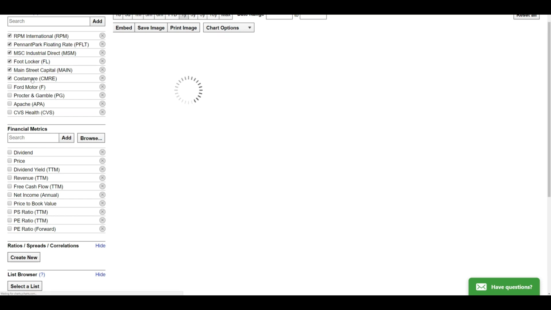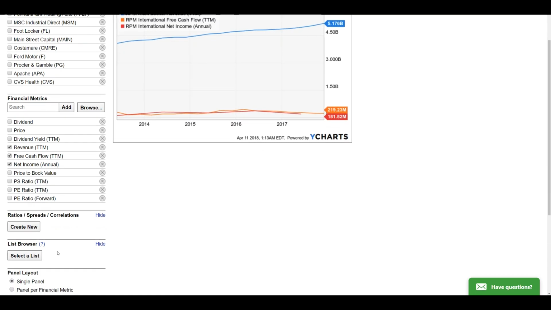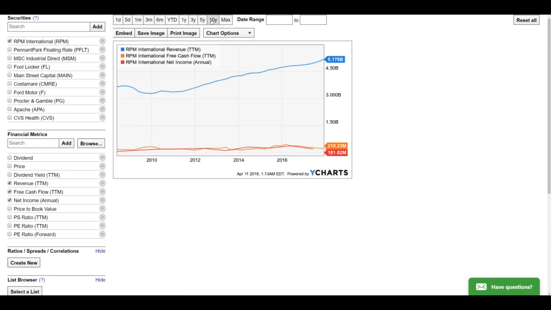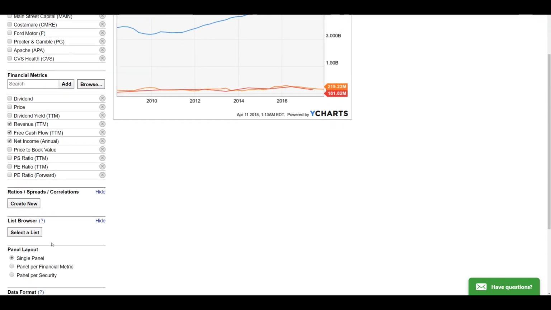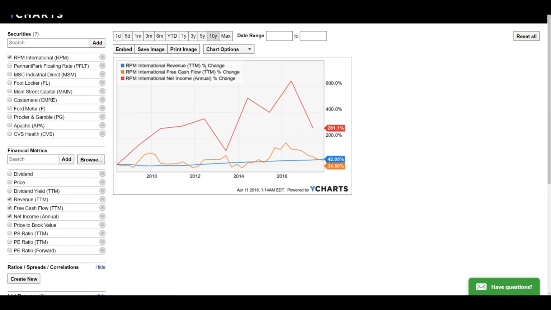Now, our next step I like to use is over the last 5 years. We've had very good economic growth over the last 5 years. You can also go 10 years. 10 years is a good example because we came out of the recession back in 2008. We want to make sure that this stock has had increasing revenue, increasing free cash flow, increasing net income over the past 10 years. So I go down here to data format and I want a percentage change. So how much has the stock changed over the last 10 years? So their net income is up 281%, so that's very nice. Their free cash flow is up 34%, and their revenue is up 42%.